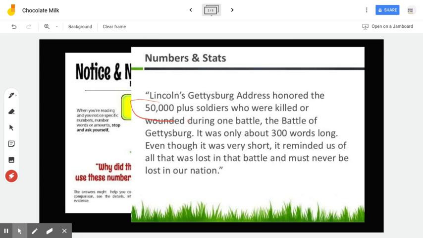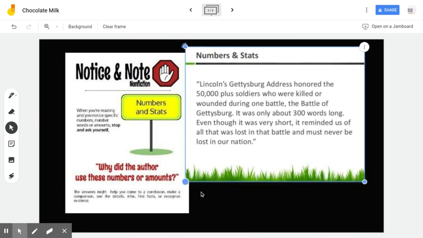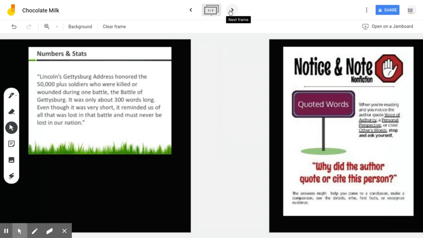So like we pointed out, this first number, 50,000 plus soldiers, seems like it's an important battle, but it said only about 300 words that the Lincoln speech was. And I bet they wanted to point that out, that even though it was a really important speech, it doesn't have to be really long. Things don't have to be really long to be important. So I noticed the 50,000 and the 300 words long. I noticed those numbers and stats. See? Simple things there. All right.